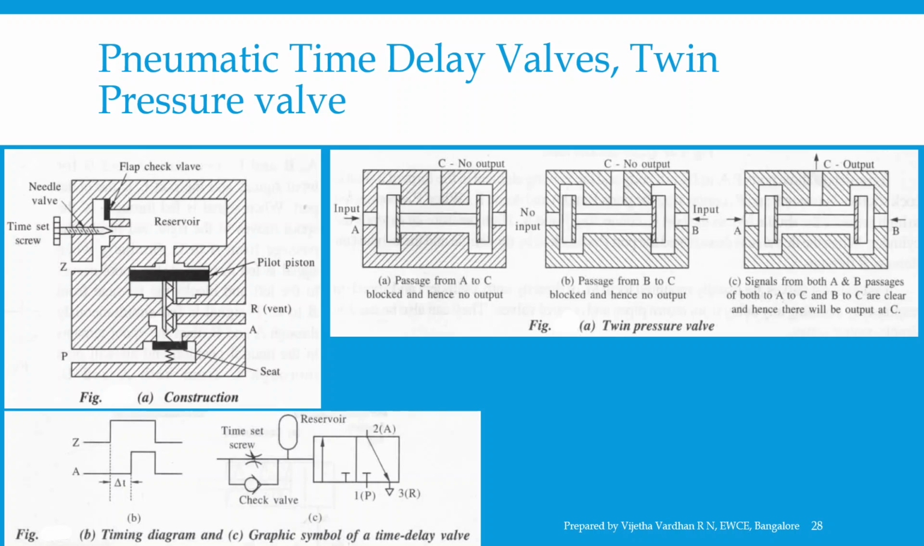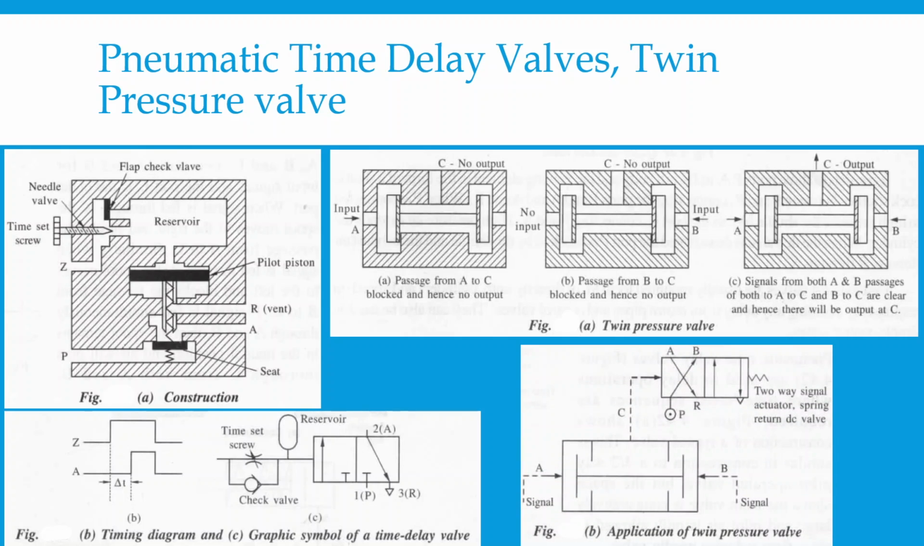When the signal is fed through port A, the spool moves to the right and blocks the passage from A to C. Similarly, when the signal is fed through B, the spool moves to the left and blocks the passage from B to C. If the signal is fed simultaneously through A and B, then the spool remains in neutral position and the air will pass through C from both A and B. Figure A shows the three distinct positions of the valve and figure B shows its application circuits.